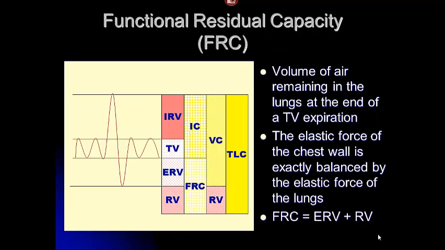What is functional residual capacity? It is the volume of air remaining in the lungs at the end of a tidal volume. Remember that for this to be effective, it needs to take into account compliance and elasticity.